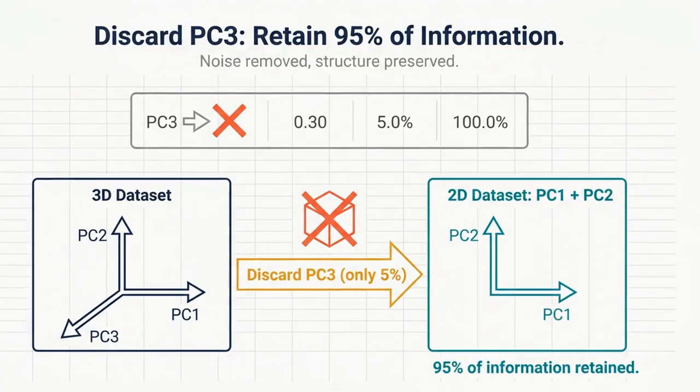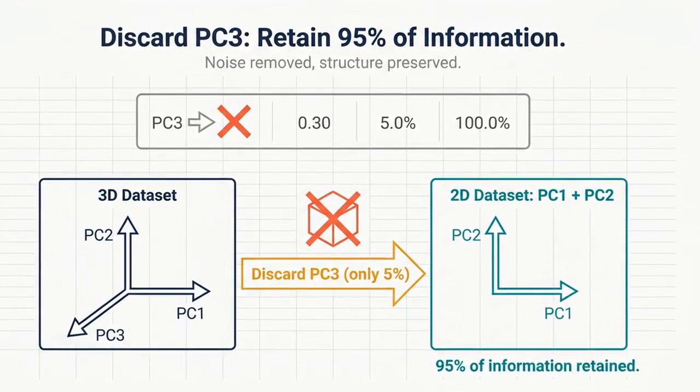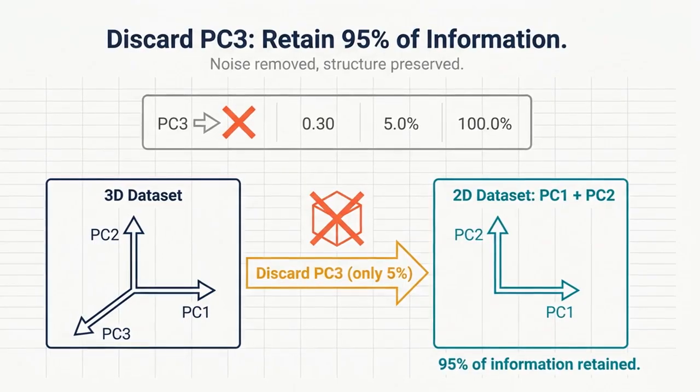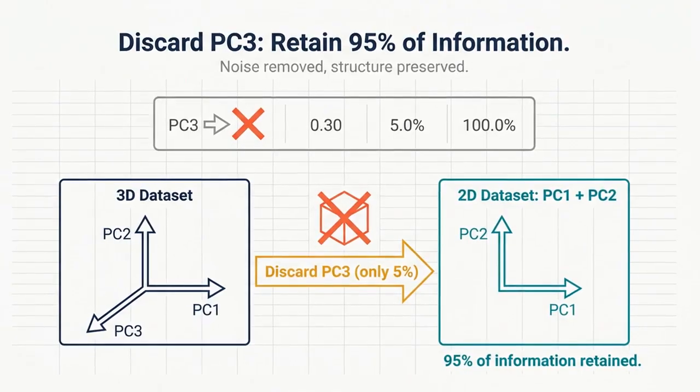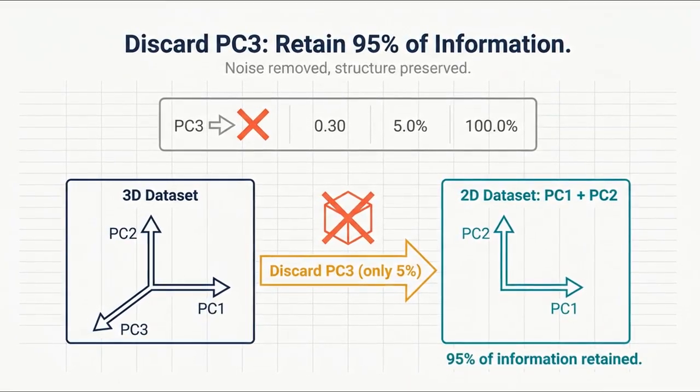In this scenario, if we discard PC3, we reduce our dataset from 3 dimensions to 2, while retaining 95% of the original information. We have successfully compressed the data, removing the noise captured by the tiny variance of PC3.